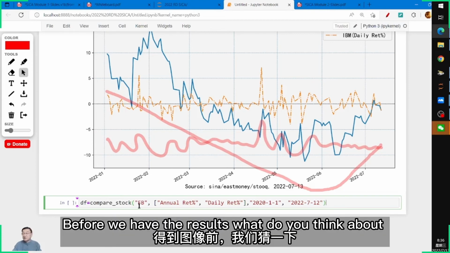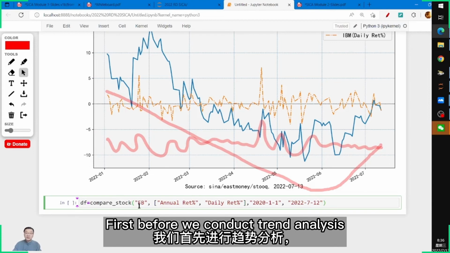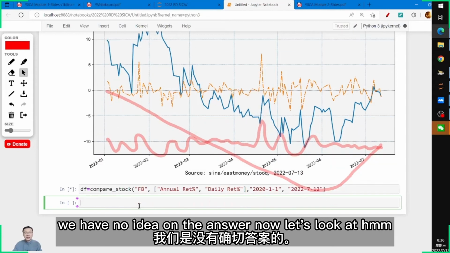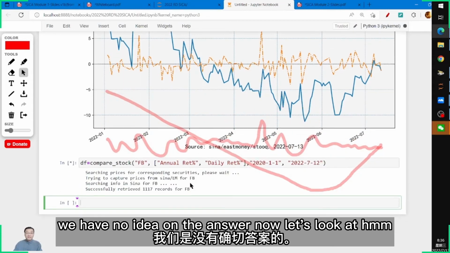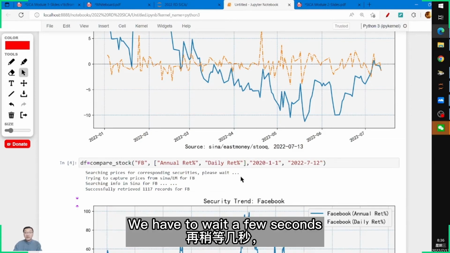Before we have the results, what do you think about the trend of Facebook stock return? Is it downward or upward? Of course, before we conduct a trend analysis, we have no idea on the answer. Now let's look at it. We have to wait a few seconds.